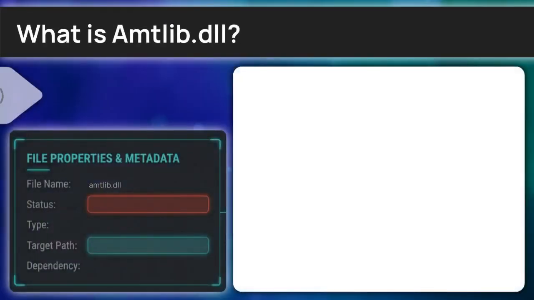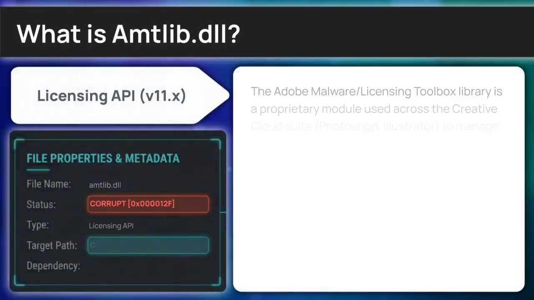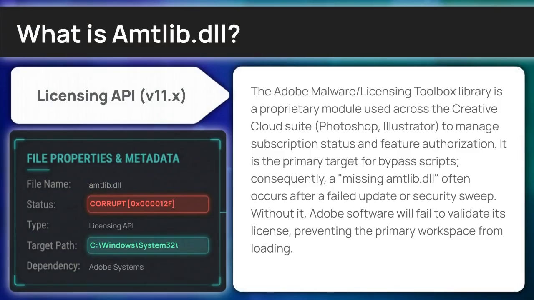This is the AMT Library. The Adobe Malware and Licensing Toolbox Library is a proprietary module used across the Creative Cloud suite, Photoshop, Illustrator, to manage subscription status and feature authorization. It is the primary target for bypass scripts. Consequently, a missing Amtlib.dll often occurs after a failed update or security sweep. Without it, Adobe software will fail to validate its license, preventing the primary workspace from loading.